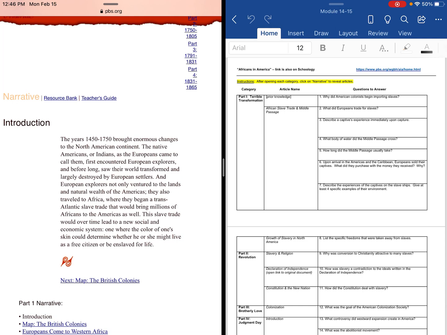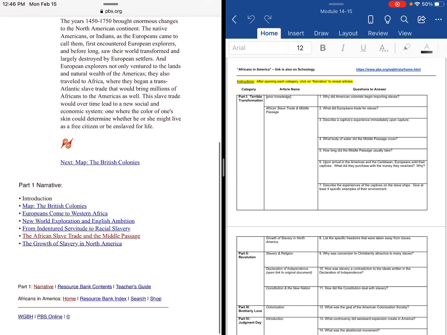European explorers not only ventured to the lands and natural wealth of the Americas, they also traveled to Africa, where they began a transatlantic slave trade that would bring millions of Africans to the Americas as well. This slave trade would, over time, lead to a new social and economic system, one where the color of one's skin could determine whether he or she might live as a free citizen or be enslaved for life. So that's the background. And now I'm going to go to African Slave Trade and the Middle Passage.